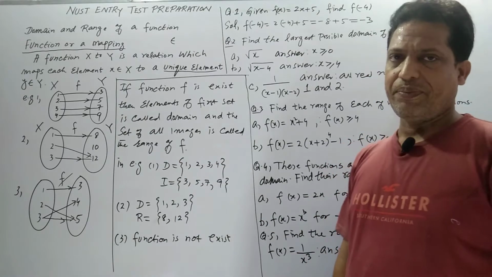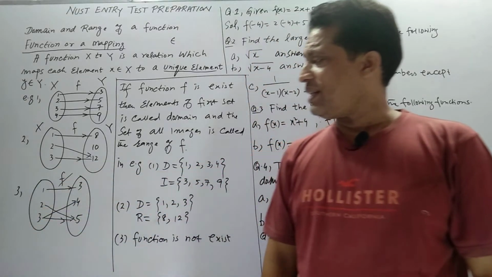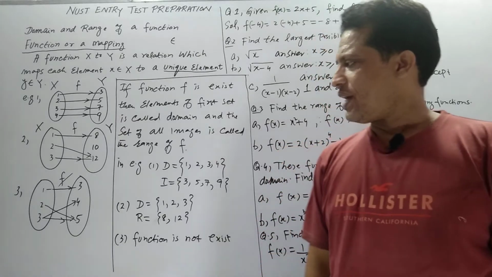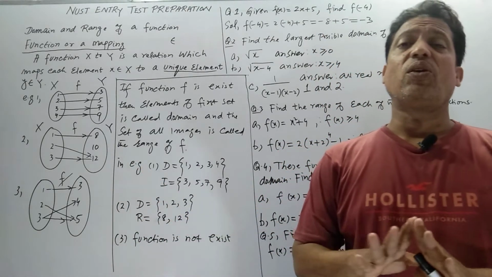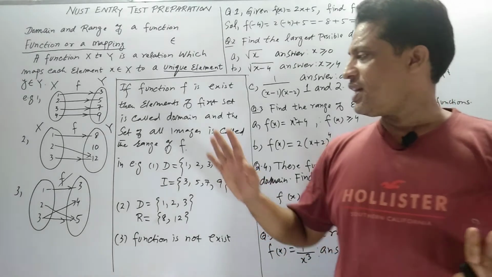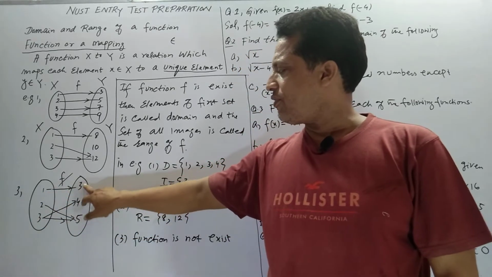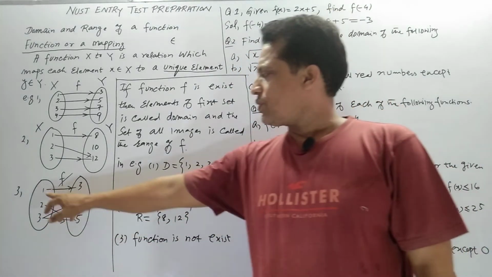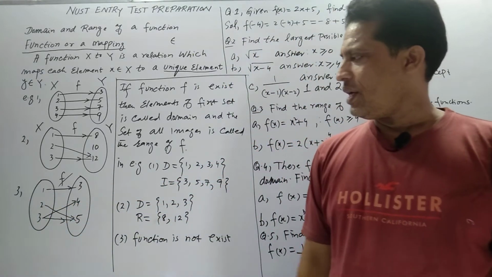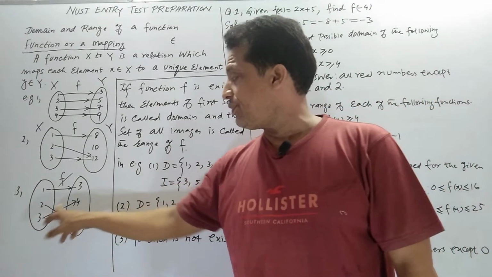See the third example. There are 3 elements in the first set, 1, 2, 3. It is not necessary that the number of elements in both sets is the same. There is no importance to that. Okay. So in this set 1, 2, 3, in this set 3, 4, 5. 1 goes to 3, okay. 2 goes to 5, okay. 3 goes to 5, okay, but 3 also goes to 4.